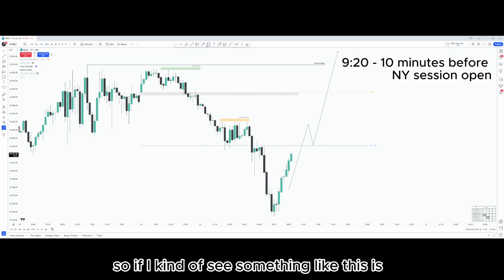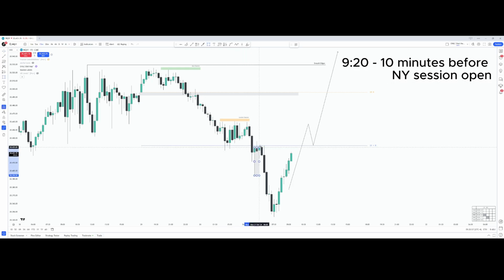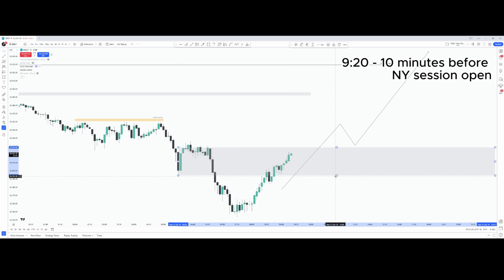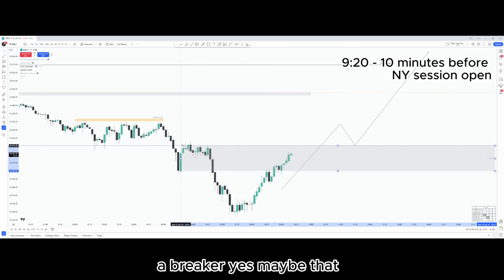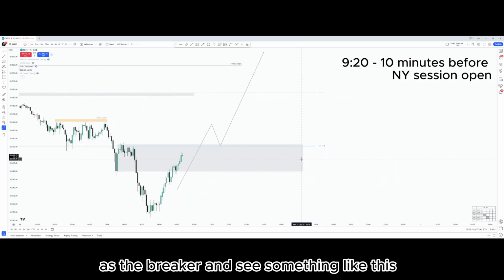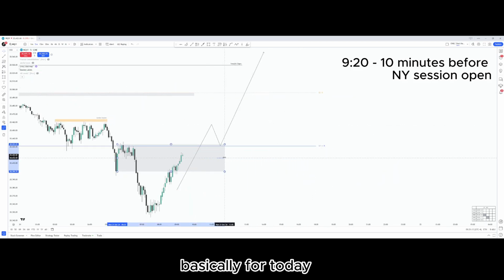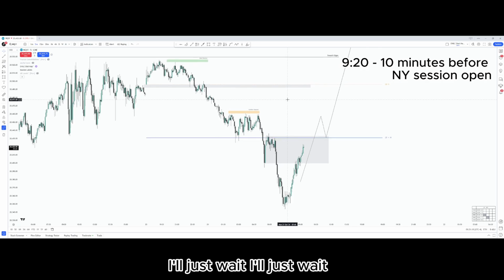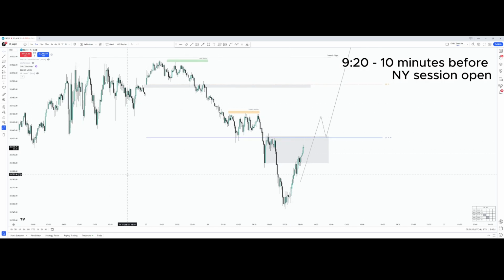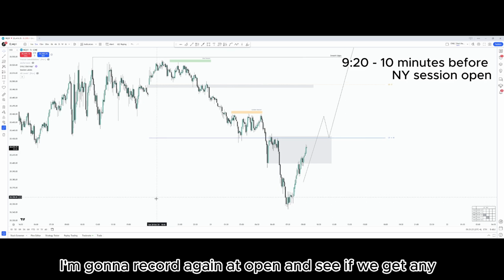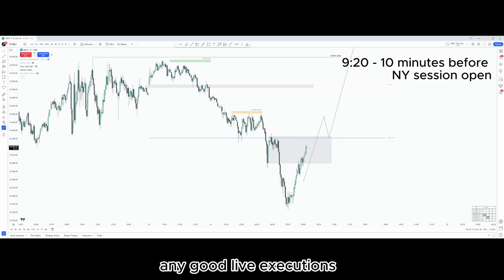So if I see something like this, if we look at it in the M5, it's probably a breaker. I will maybe use that as the breaker and see something like this basically for today. I'll just wait. I'm going to record again at open and see if we get any good live executions.